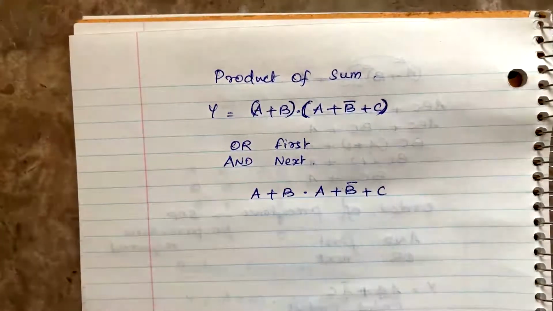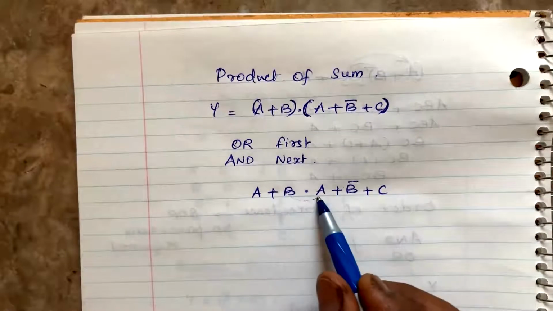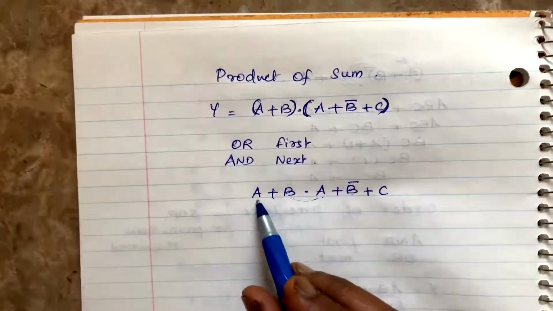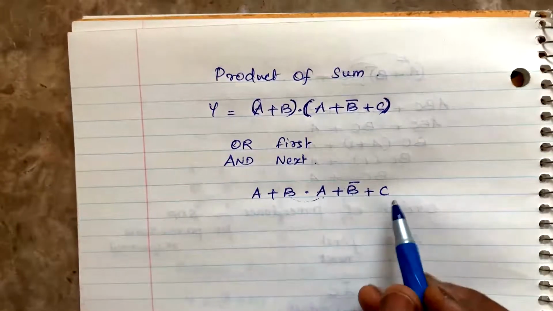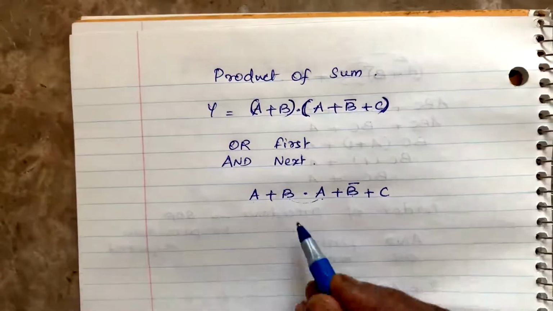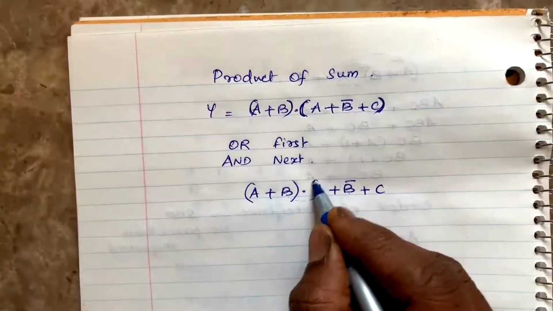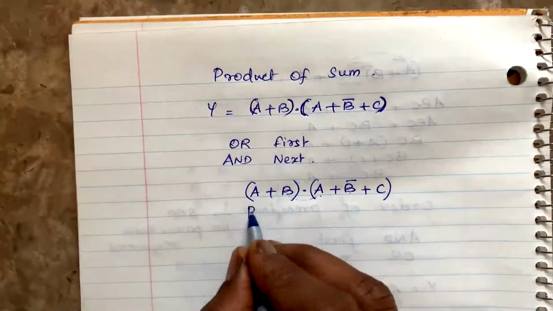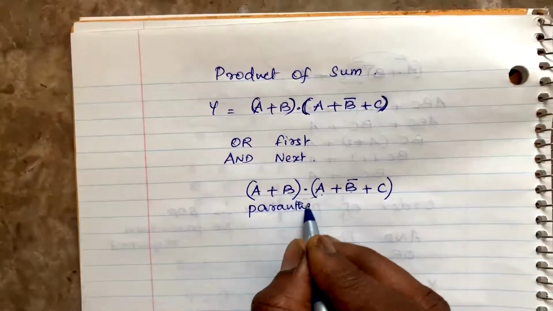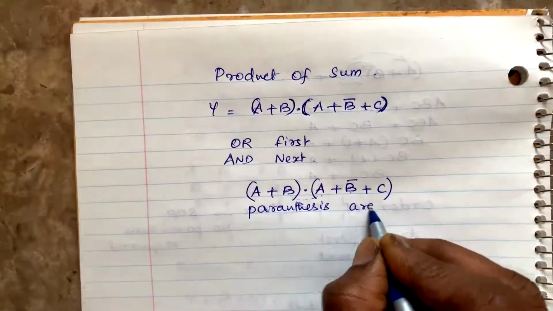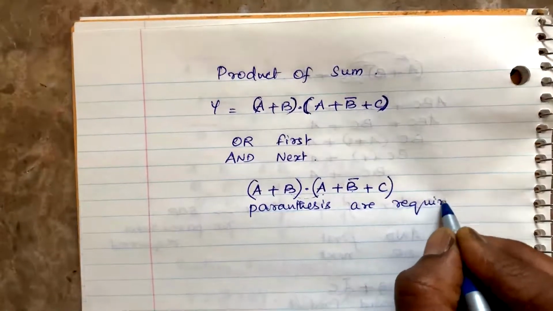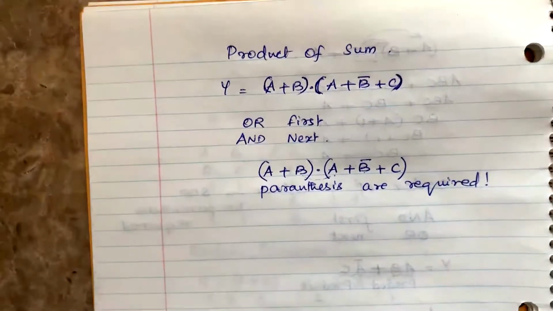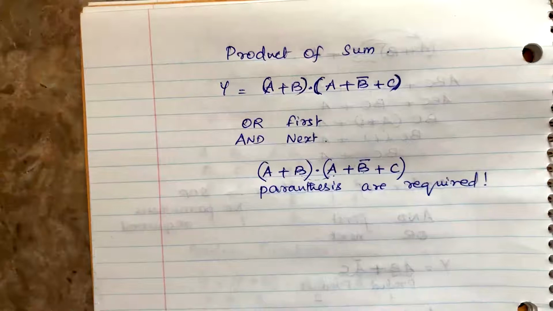If you write it, you wouldn't know if you have to multiply these two as AB and then A plus AB plus B bar plus C, right? So therefore, it's always required to have parentheses in the product of sum expression. So parentheses are required. This is very important in product of sum expressions.